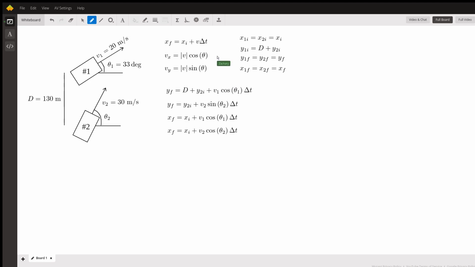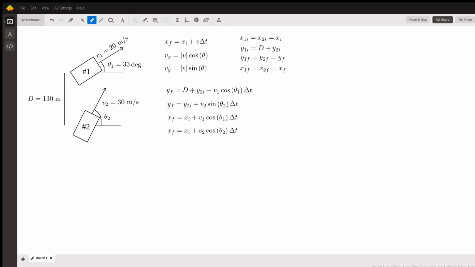Now that we have our formulas, we can look at how the initial positions are relative to each car. Because car number 1 is due north of car number 2, their x coordinate for their position is the same. So x1 initial equals x2 initial, and we're just going to call it x sub i, the initial x component. Their y components, however, differ. The problem says that car number 1 is 130 meters north of car number 2. So y1 initial is equal to that distance d plus y2 initial.